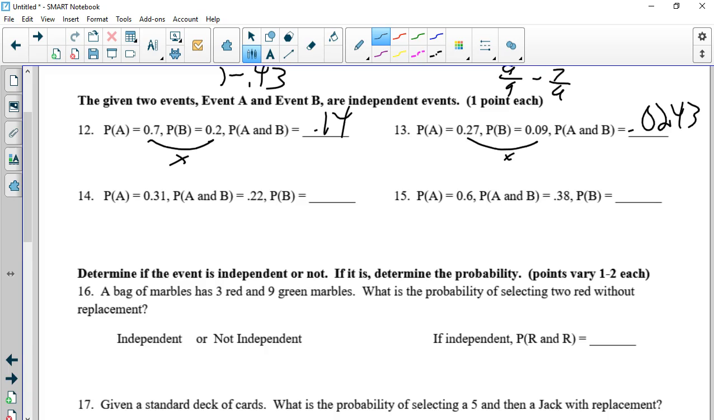Now, this one's trickier. Not hard, it's still tricky. You got to pay attention. You're not going to multiply these two because notice this is A and B. That's the answer. So in other words, we're going to take this number and divide them backwards, obviously. So we're going to do 0.22 divided by 0.31, because 0.31 times something is going to give us 0.22. And that something is 0.71.